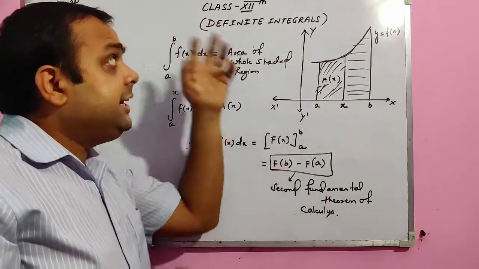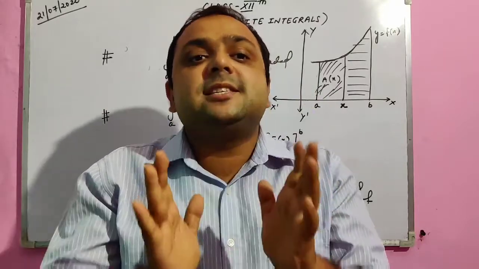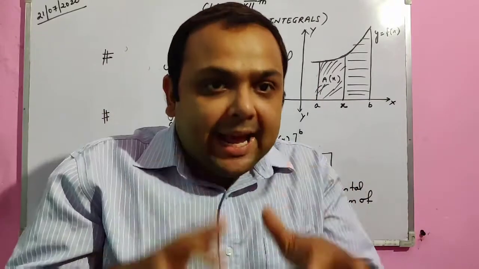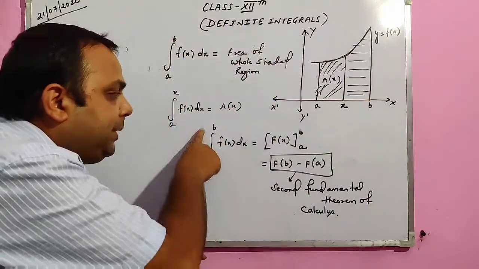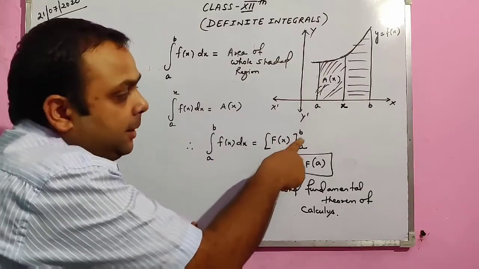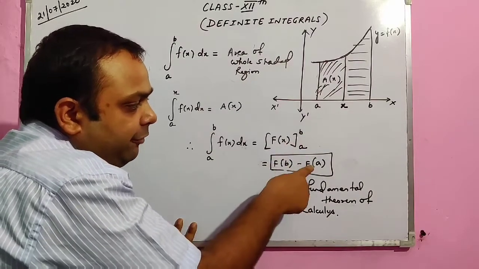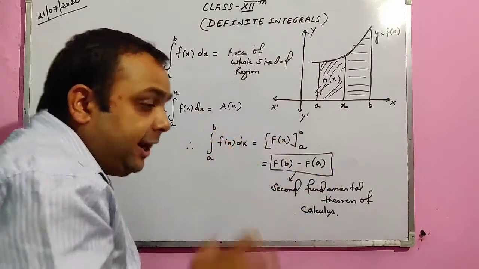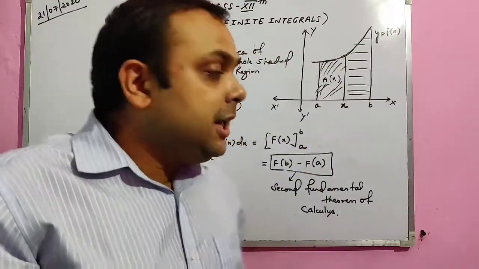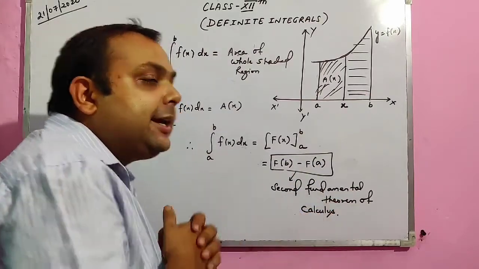Definite integral means the integral function has some range, some values which we need to put in. So if we have a problem integral a to b f of x dx, we put the limits b and a: first we put f of b minus f of a. This is the value which we get after solving the problem based on definite integral. This particular relation is called the second fundamental theorem of calculus.